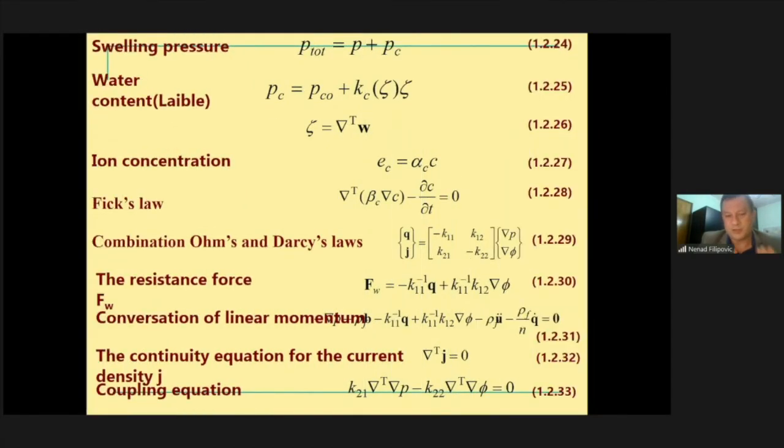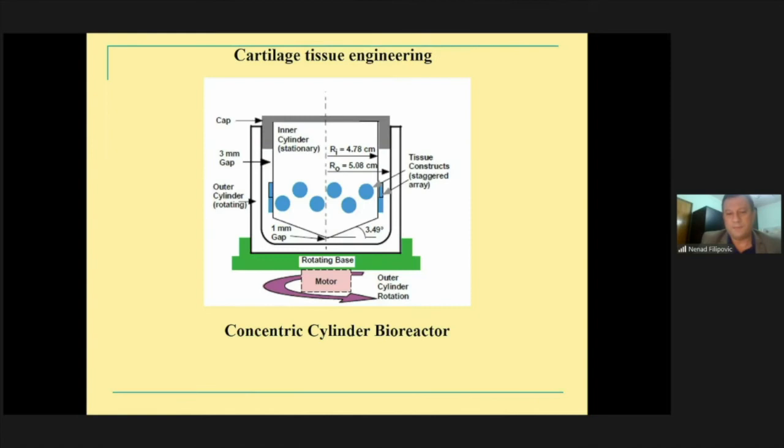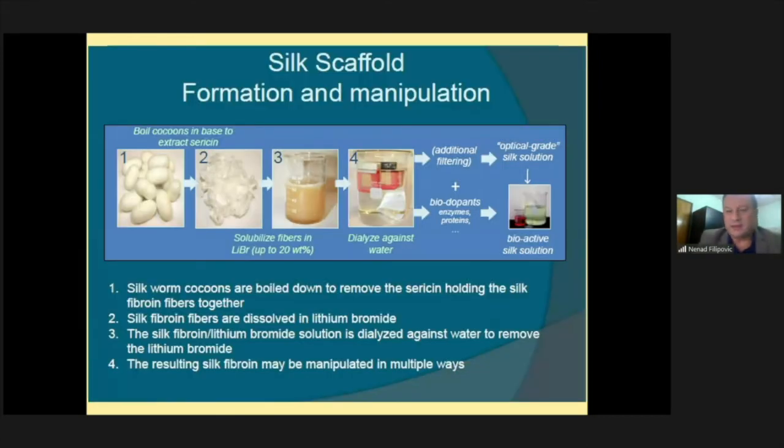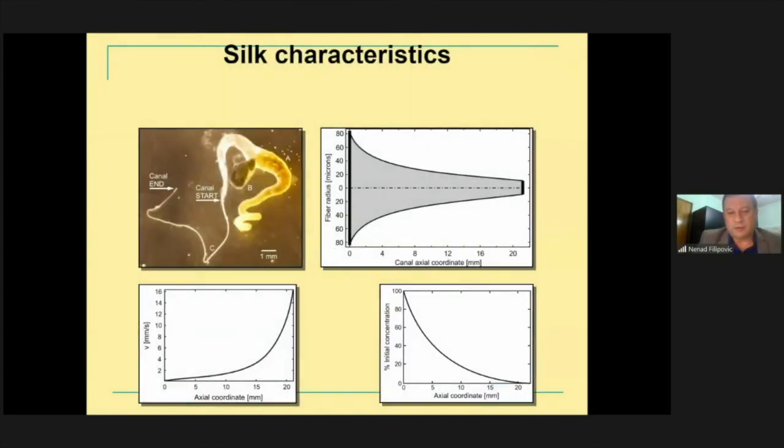Also, we have swelling pressure, which is characteristic of each intervertebral disc, ion concentration, and Fick's law, which is actually a combination of Ohm's and Darcy's law. Also, in our laboratory we have cartilage tissue engineering where we develop some kind of new model for tissue construction surgery and the concentric cylinder bioreactor. And we are doing computer simulation in order to optimize the concentric cylinder bioreactor and the best design for the material properties. We are also using silk scaffold for making a new biomaterial, which could be a replacement for the intervertebral disc, and also some new approach for the silk characteristics.